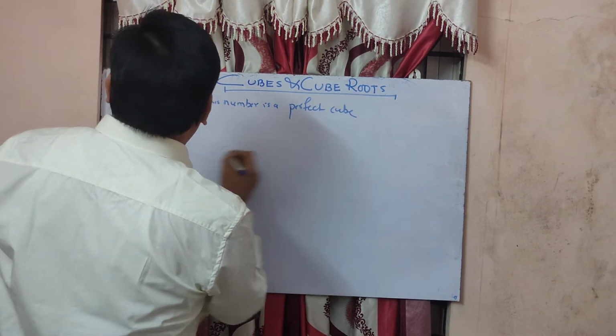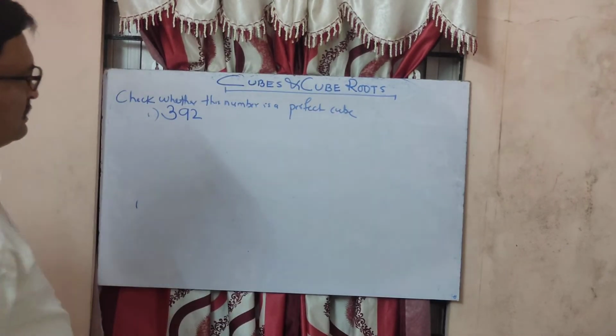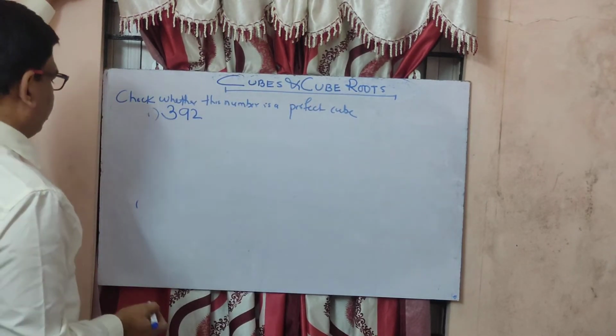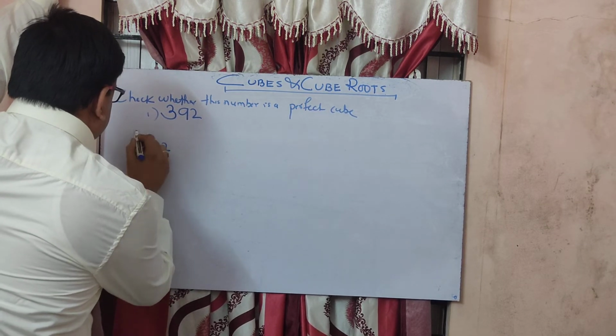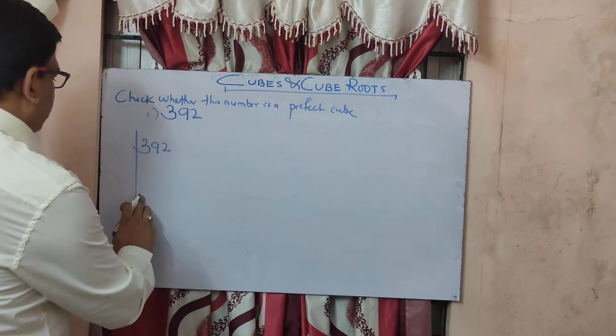Perfect cube. You have to check it. That is 392. So what is the way? First of all, you need to find the factors of this, prime factors. You know how to find it per prime.